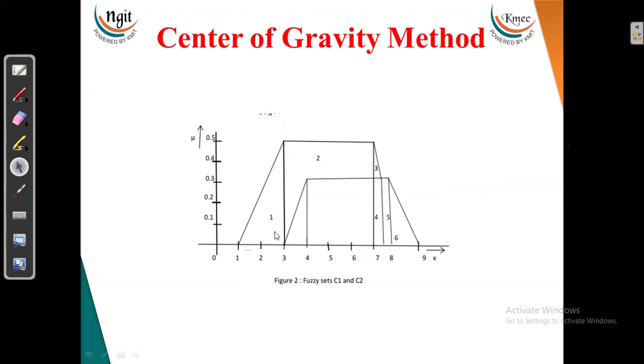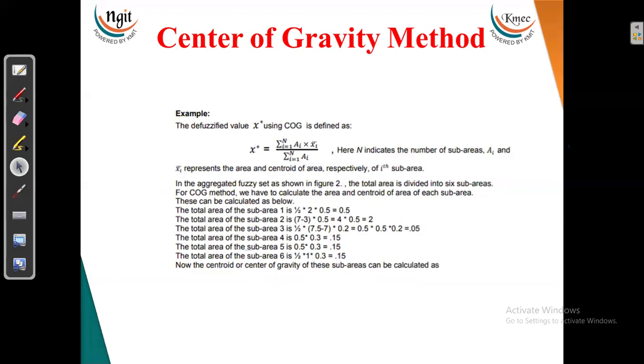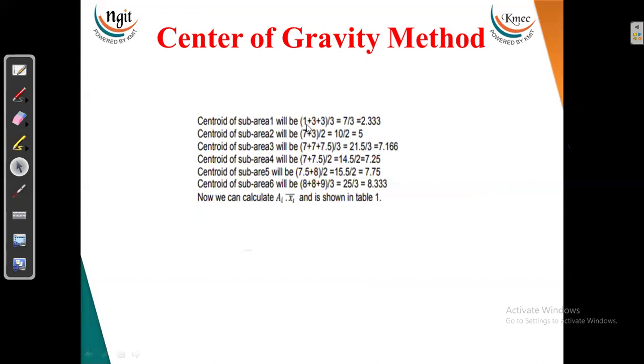So how to calculate the centroid of this particular triangle, or whatever area you take? Accordingly, we'll put here 1 plus 3 plus 3 by 3. And the next one is 7 plus 3 by 2. Then 7 plus 7.5 by 3. So like that, we will calculate all the centroid values.